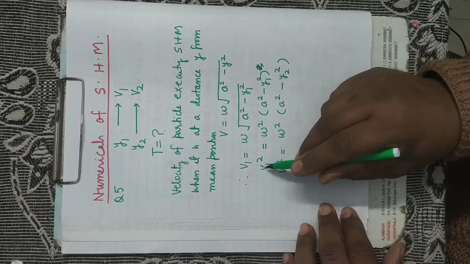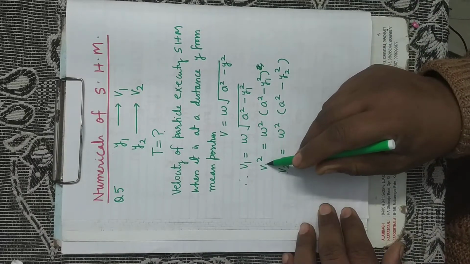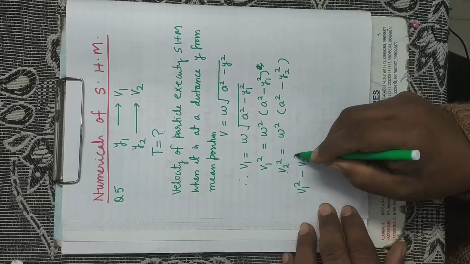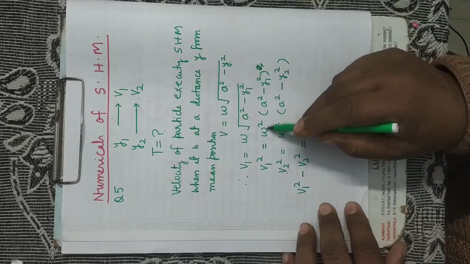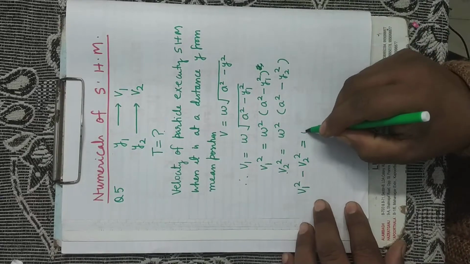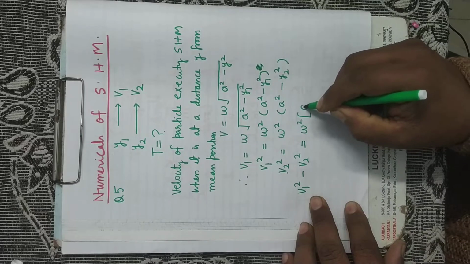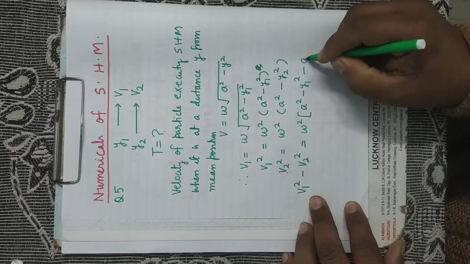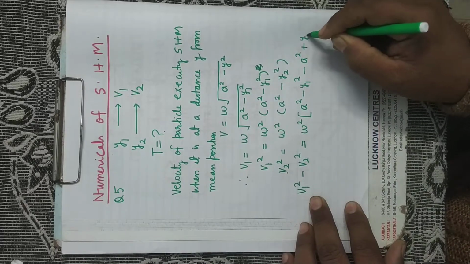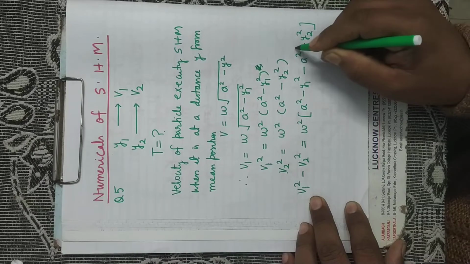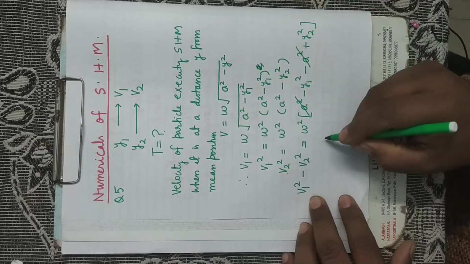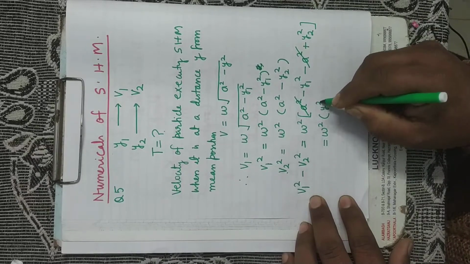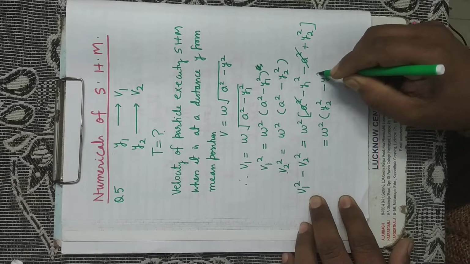Now we will subtract this equation by this. So what is v1 square minus v2 square? You subtract this minus this. So omega square will be common. When you take out common, a square minus y1 square minus a square plus y2 square. So a square will be cancelled. So omega square within bracket y2 square minus y1 square.